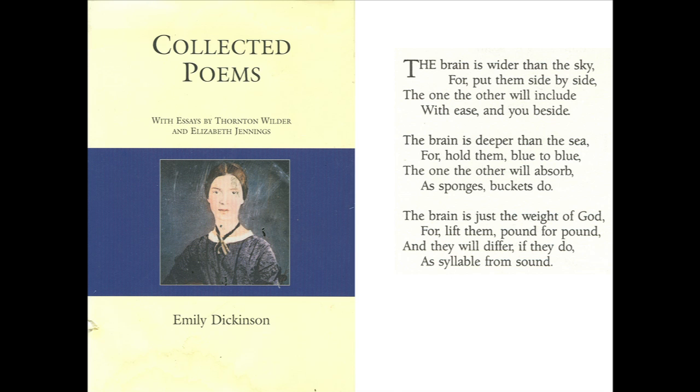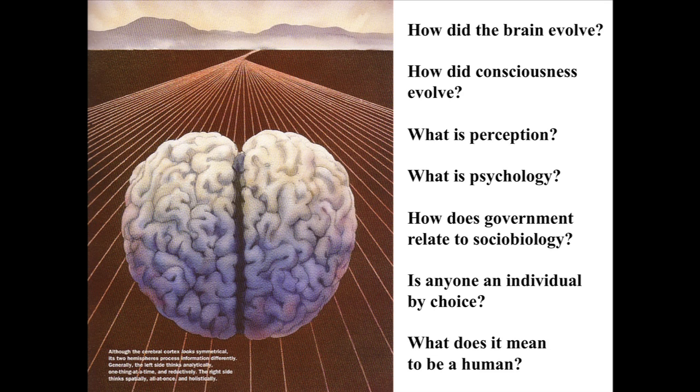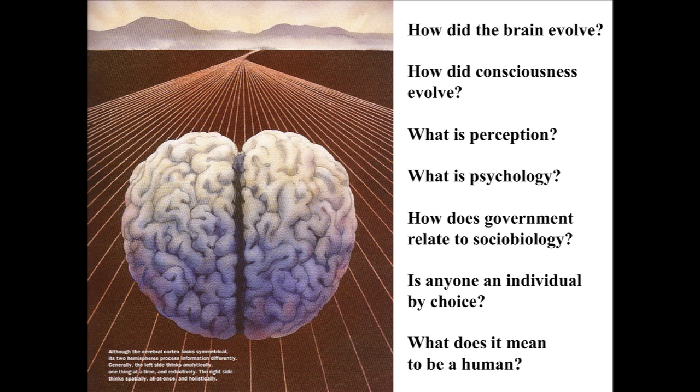depicting the brain. How did the brain evolve? How did consciousness evolve? Why this brain? What is perception? What is psychology but biology? How does government relate to sociobiology? E.O. Wilson, the father of sociobiology, an expert in ants, gives us insight into human nature. Is anyone an individual by choice? Is there such a thing as free will apart from biology? What does it mean to be a human?